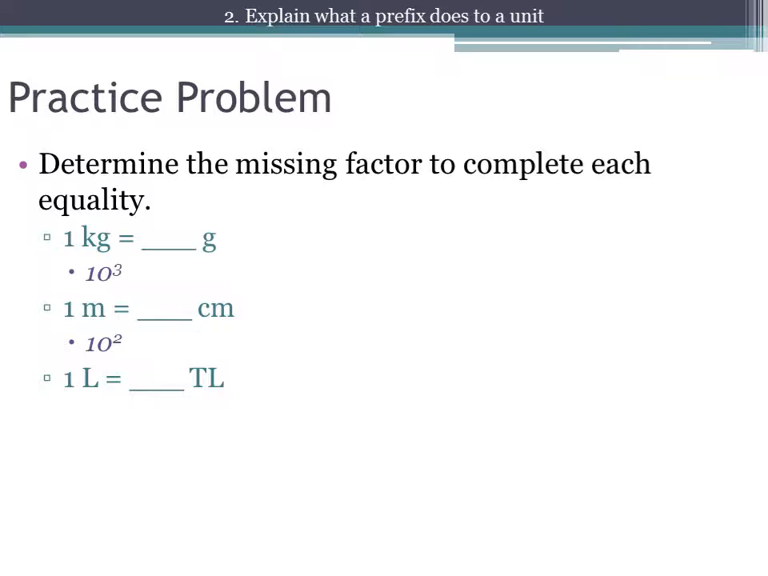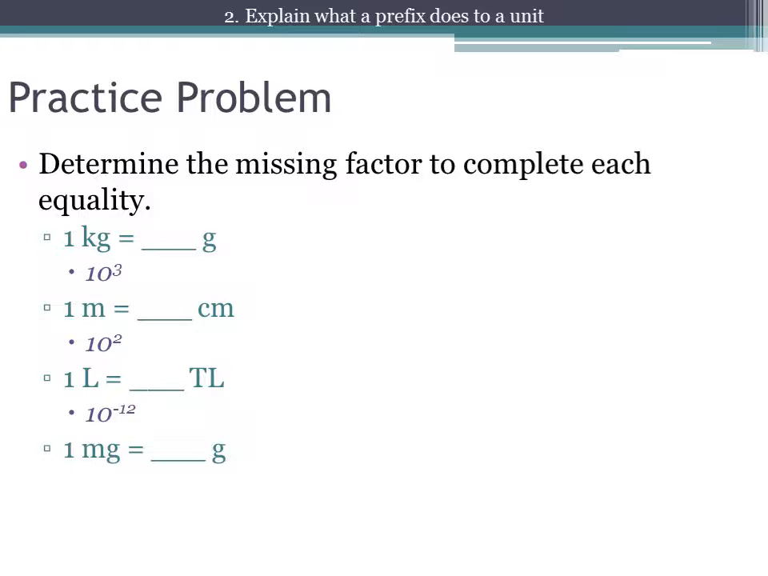1 liter equals blank teraliters. Look up the prefix tera. It means 10 to the 12th. Now ask yourself, is a liter or a teraliter larger? Well, a teraliter is larger, meaning we're going to need less of them. So there are 10 to the negative 12th teraliters in 1 liter.